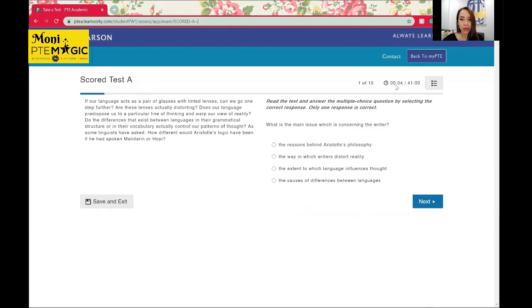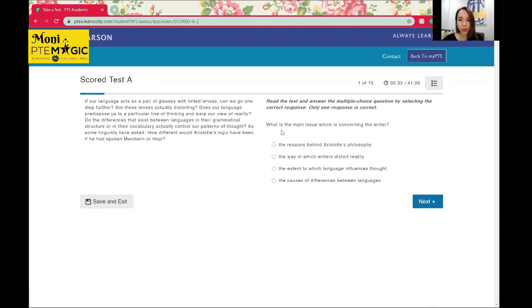Okay, so you can see the time is already running. Here we have 15 questions and 41 minutes. The time given to you here is much longer than the actual exam. In the real test, you will have less time than 41 minutes. Okay, let's have a look at the questions here. It's a multiple choice question and only one answer is accepted. So it's multiple choice questions, single answer.